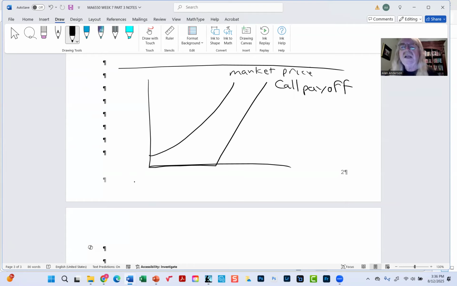we know that at maturity, the market price curve is going to be to the left of the call payoff. And what accounts for that is this. Let's say this is my strike price, I'll put S star. And why don't we throw some actual numbers in there? So what is this call?